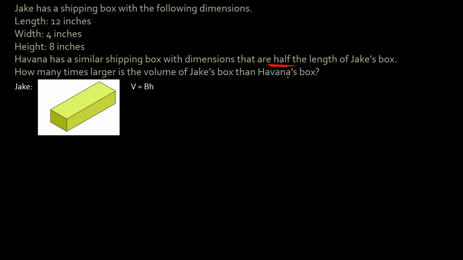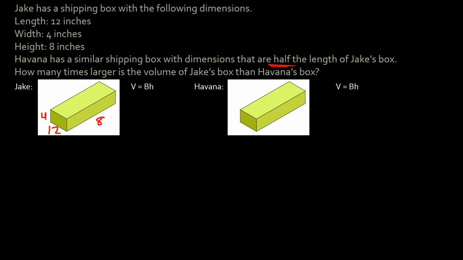For this problem, we need to first figure out the dimensions of Jake's box and then figure out the volume of Havana's box. So here I have a length of 12, height of 8, and width of 4. Now for Havana, her box is half of the dimensions of Jake's. So instead of this height here being 4, half of 4 would give me 2. Half of 12 would give me 6, and half of 8 would give me 4.